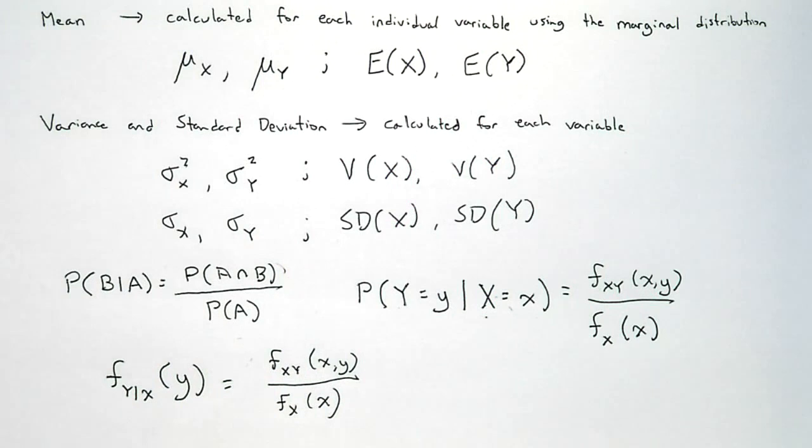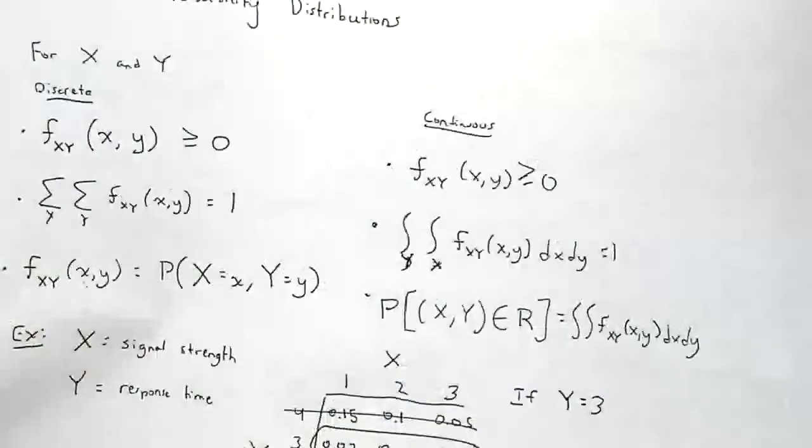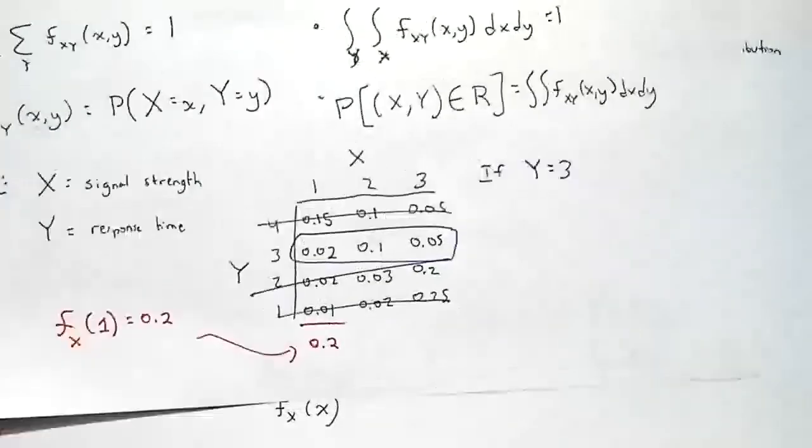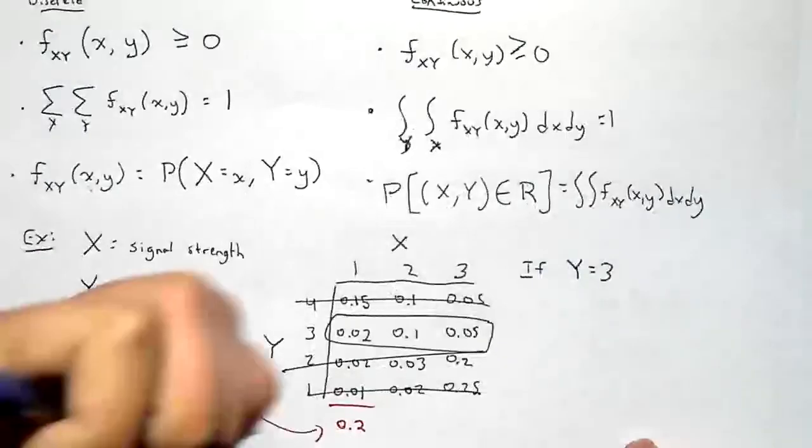That's essentially how we find conditional probability. We can also find conditional probabilities for continuous random variables. You can read that in section 5.2. That's outside of the scope of this class, but you can look at section 5.2 if you're interested. If we go back to the table, we said that we wanted to know what is the probability that x equaled 1 given that y equaled 3.